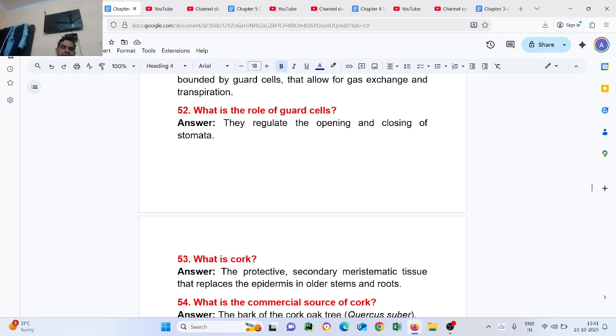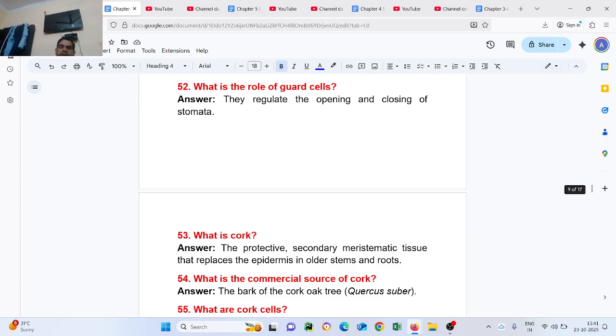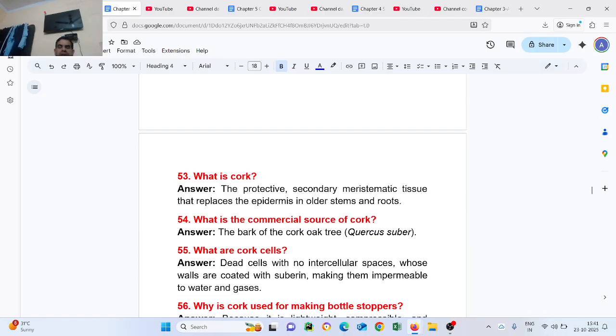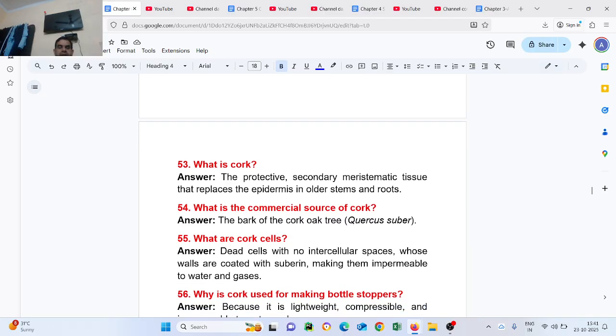Question number 51. What is the cork? The protective secondary meristematic tissue that replaces the epidermis in older stems and roots. Question number 52. What is the commercial source of cork? The bark of the cork oak tree, Quercus suber.